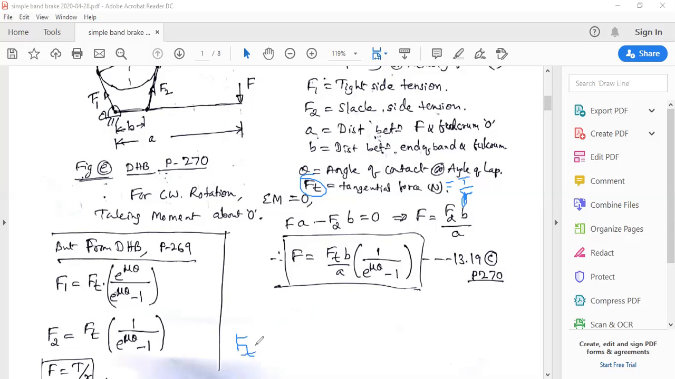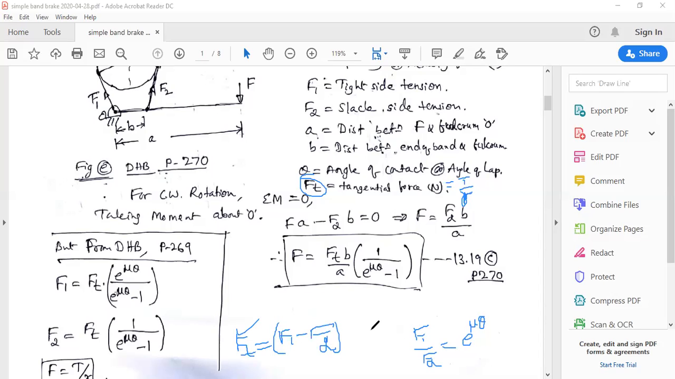Ft is also given by another relation, that is the difference between the tensions, tight side tension F1 minus F2. So this is another relation for the Ft calculation. And we also have another relation, the tension ratio, which we derived in the belt tensions chapter. F1 by F2, or T1 by T2, is equal to e raised to mu theta. So this is another important relation.